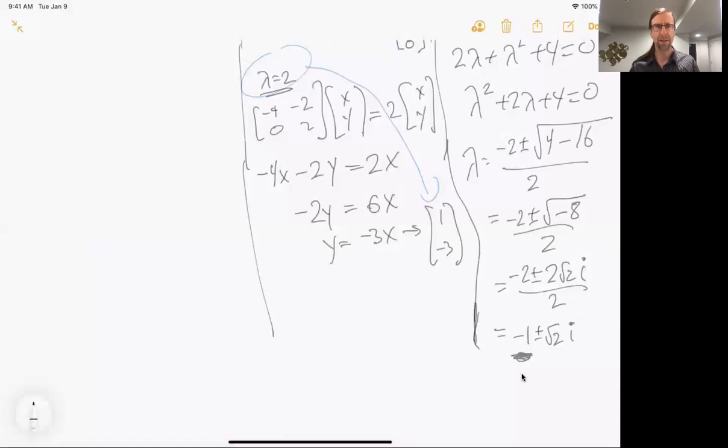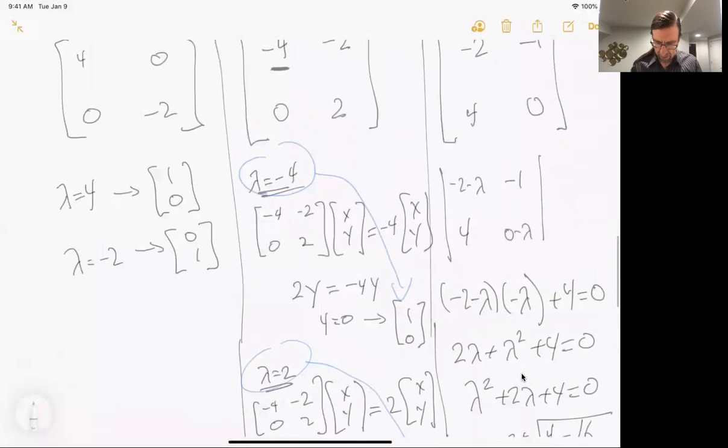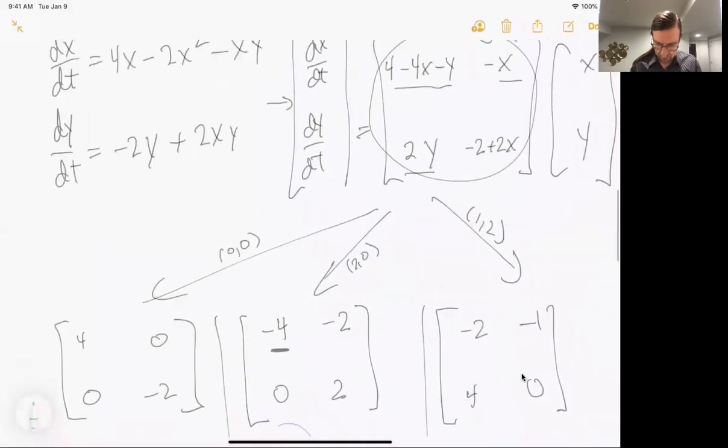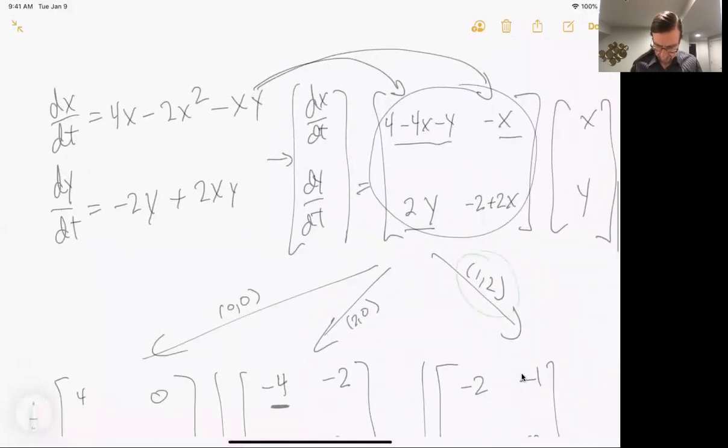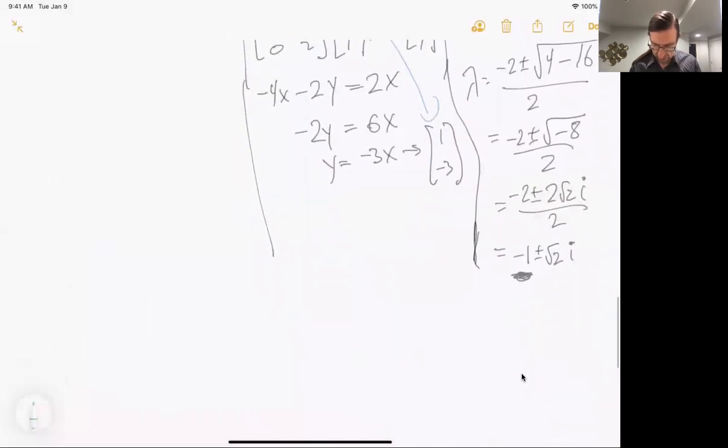Okay, it's complex, so it's a spiral source or a spiral sink. If the real part's 0, that's what I meant to say, then it's a center. If the real part's positive, it's a spiral source. If the real part's negative, it's a spiral sink. Sorry, I was not talking correctly. So near the equilibrium point (1, 2), we're going to see a spiral sink because that was the corresponding eigenvalue.